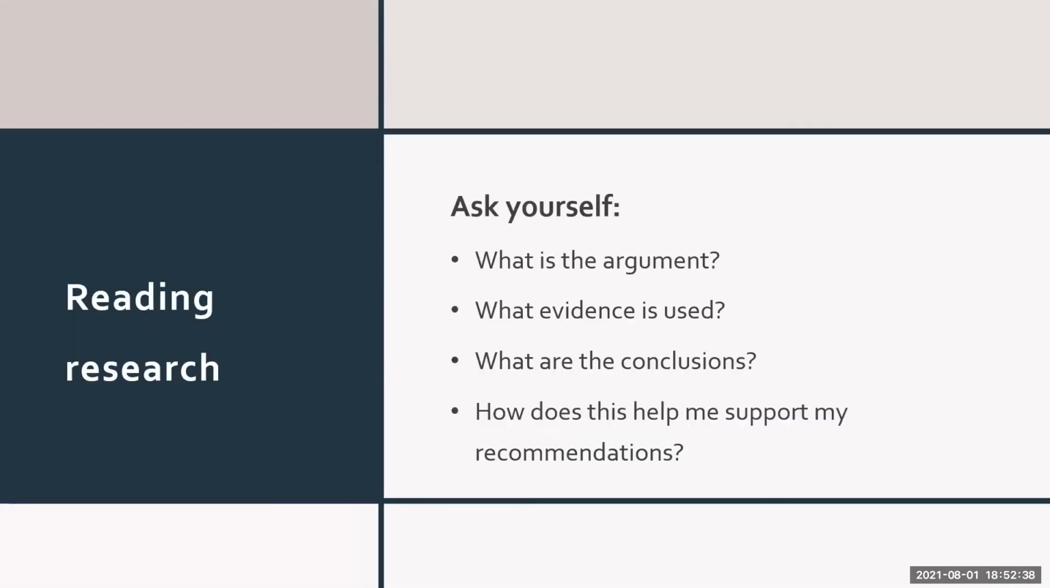Now, the process of reading research can also be very complex. One of the things that you can do is ask yourself a set of questions to be able to understand really what an author is arguing and the evidence that they are providing. First, what is the argument? What evidence is used to support that argument? What are the author's conclusions? And how does what this author has to say help support my information that I'm including in my paper?